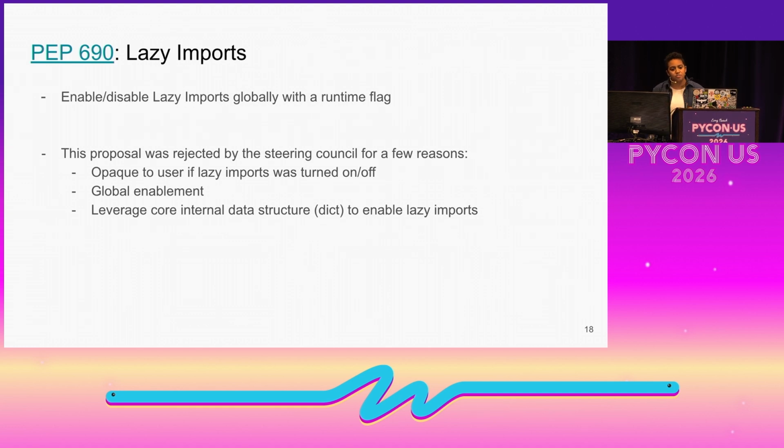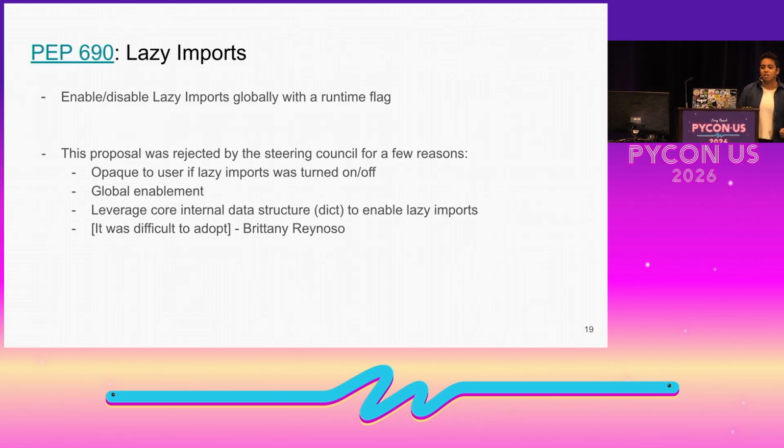There was a lot of genuine concern for library maintainers that they'd have to support two modes of execution: lazy and eager. And finally, the entire implementation relied on the mutation of a very core internal data structure, the dict, a very performance-sensitive, highly tuned data structure that really lies at the base of all of Python. And I'll even add my own 2 cents. It's actually pretty difficult to adopt. So difficult that at Meta, we ended up writing not one, but 2 static analyzers to detect lazy imports and compatibility.